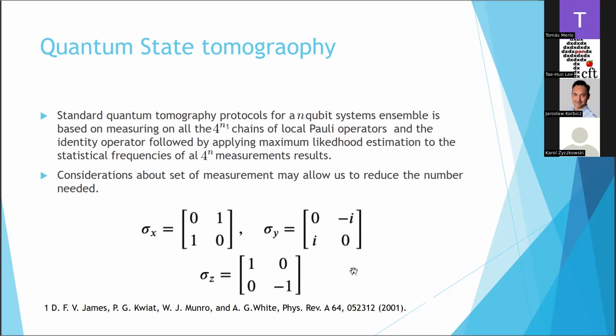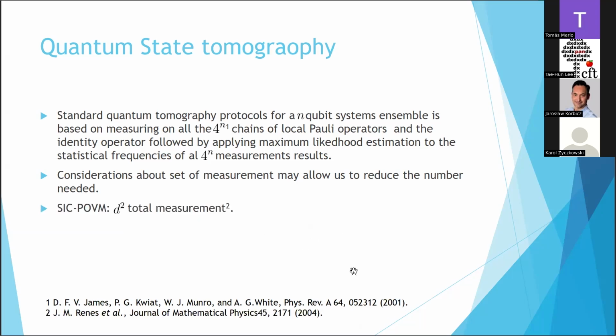In general, the standard protocol to perform quantum state tomography for these systems requires measuring all the 4 to the n combinations of local Pauli operators and the identity operator, and then applying a maximum likelihood estimation algorithm to obtain the best candidate for the state that we are reconstructing. This is the most standard method that we can apply. But if we make some considerations about the set of measurements that we want to apply, we can reduce this number in some ways.